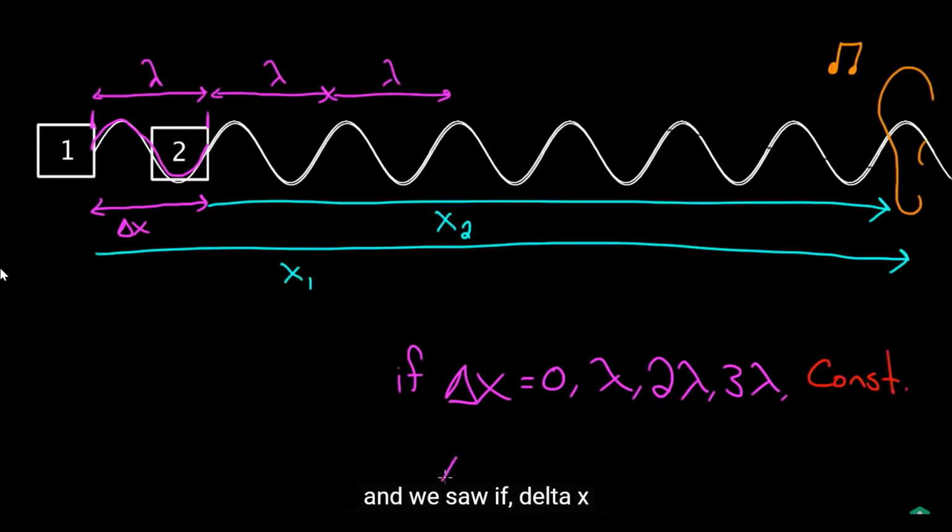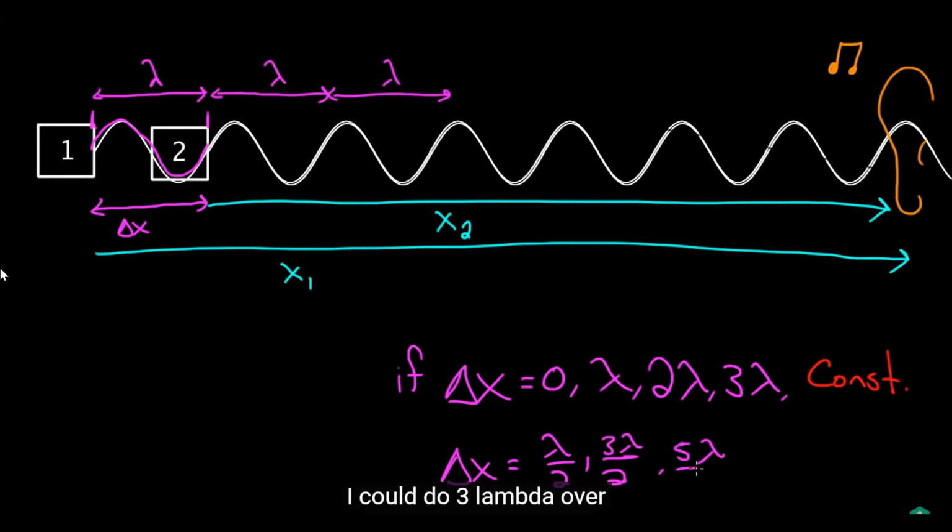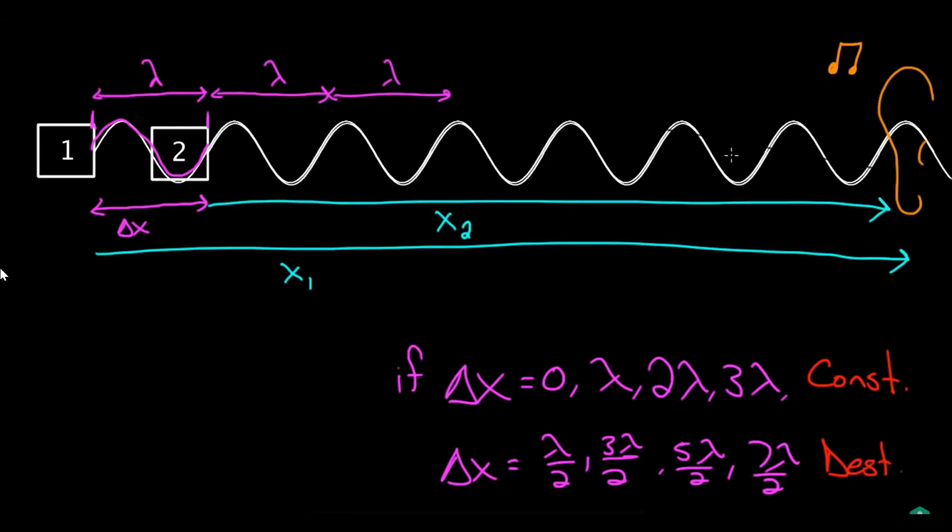And we saw if delta x equals a half wavelength, it was destructive, but that's not the only case. Any odd half integer here, so I can't do 2 over 2 because that would be lambda again. I can do 3 lambda over 2, or 5 lambda over 2, or 7 lambda over 2. Any of these will give me destructive interference because they'll cause these peaks to match up with valleys. The whole thing would flatline. I'd get no sound. This is an important result.